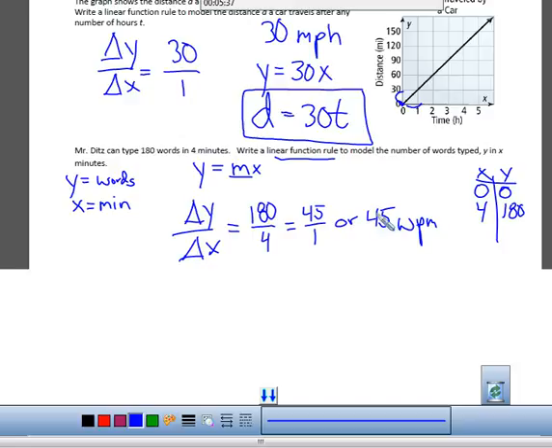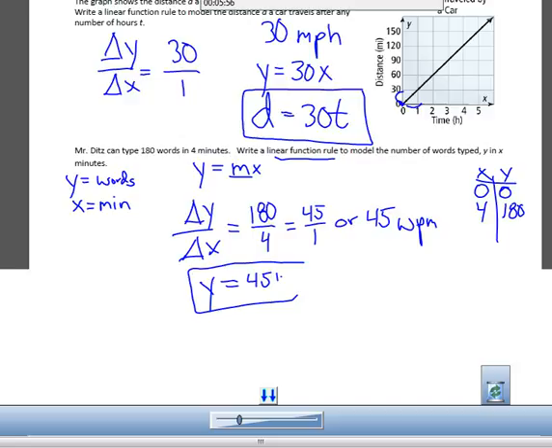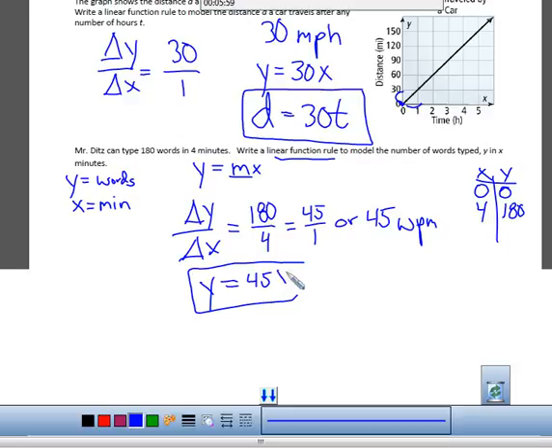So what's my equation? Well, I have my rate, my slope, my rate of change, that's m, 45, so y equals 45x. What's nice is, if I give you any number of minutes, or any number of words, you can figure out from this equation the input or the output value.